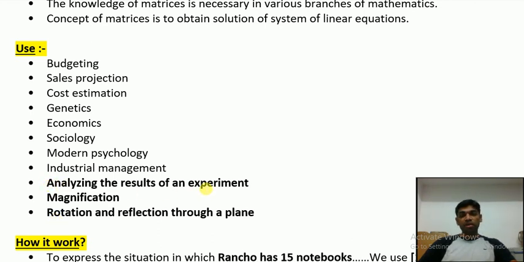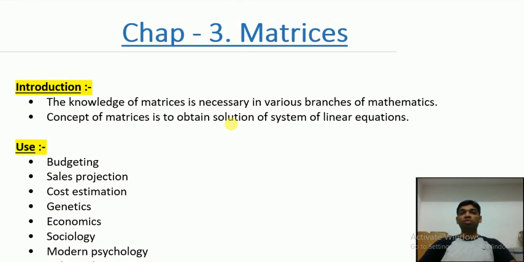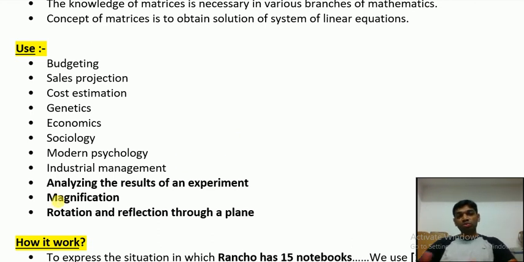As you can see, analyzing the result of an experiment: in engineering, almost in the last semester and last year, you perform some experiments on your own, you get some results, and all the results are analyzed using some kind of program, and those programs work based on matrices. So maybe you will use matrices over there. And magnification, if you want to zoom in or zoom out, definitely this matrix will help you. Rotation and reflection in any drawing program: when we rotate or reflect something, all these things are possible using matrices only. A matrix can give the input command to rotate and reflect something. So ultimately this will help you in engineering also.